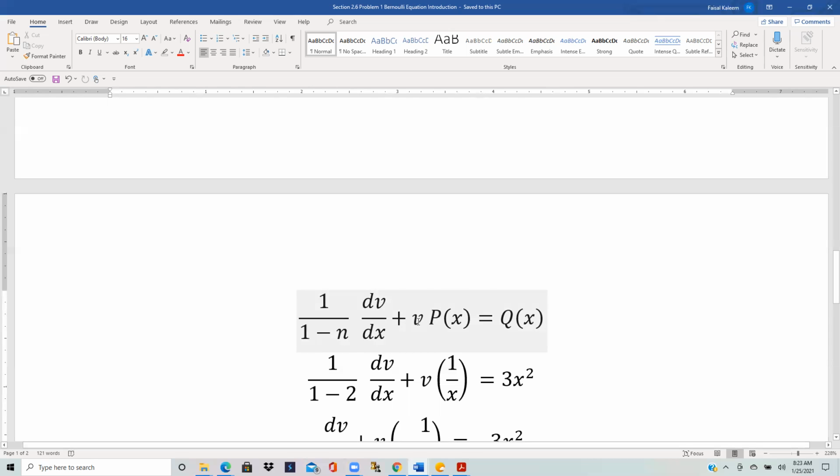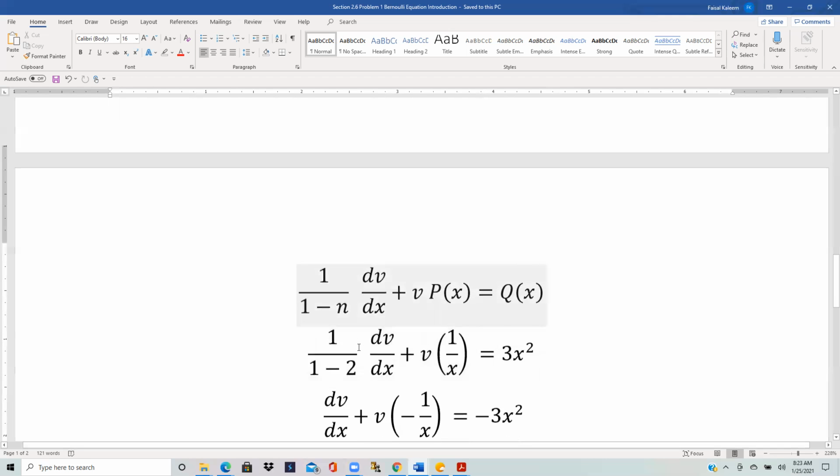Here, remember, we had a y, so y becomes a v, and here we had a y to the n, which goes away. So we just have 3x squared and v over x, with 1 over 1 minus 2.